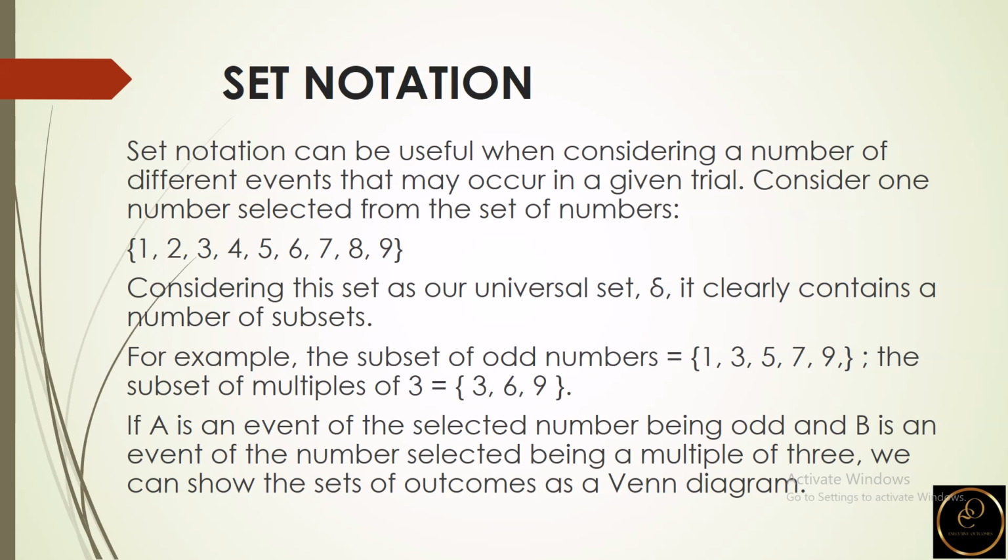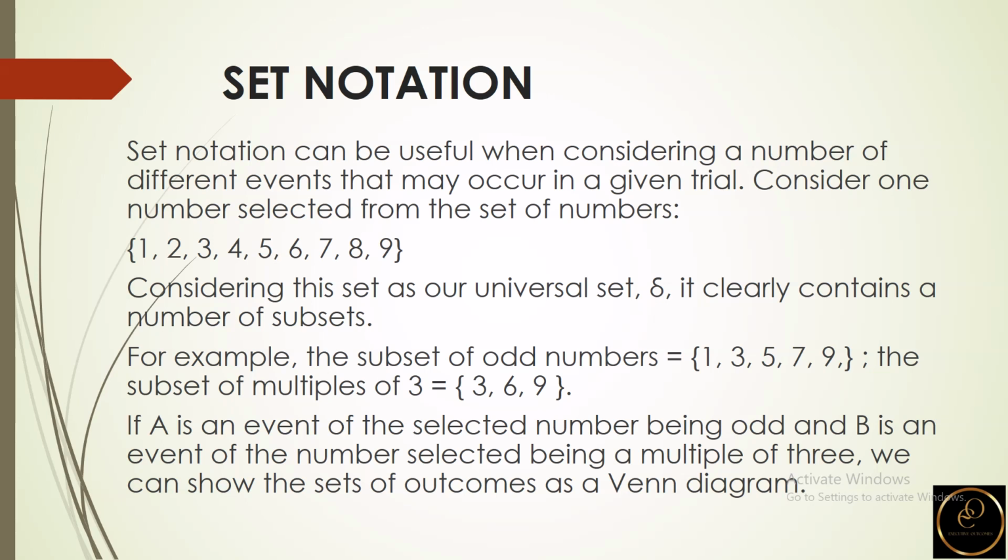They are in the form of 1, 3, 5, 7, and 9. That is a subset of the universal set, the odd numbers. Then the subset of multiples of 3: those numbers which are divisible by 3. You have 3 itself, 6, and 9. So that's the subset of multiples of 3 from the same universal set.